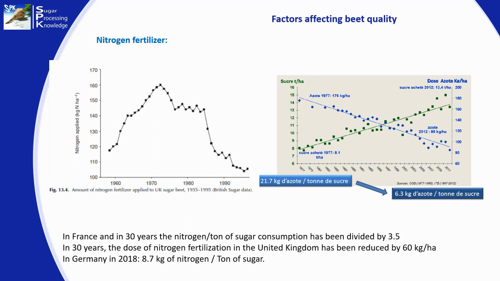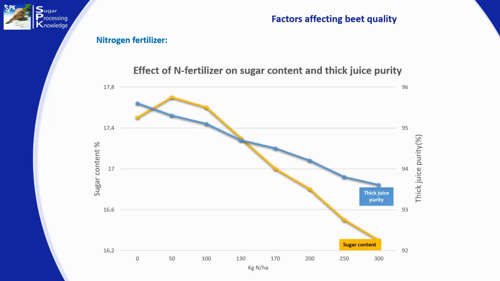Finally, to conclude with the nitrogen fertilization, we can see on this graph the evolution of the beet sugar content and thick juice purity according to the fertilizer nitrogen rate. We can see that the higher the fertilizer nitrogen rate, the lower the sugar content and thick juice purity.